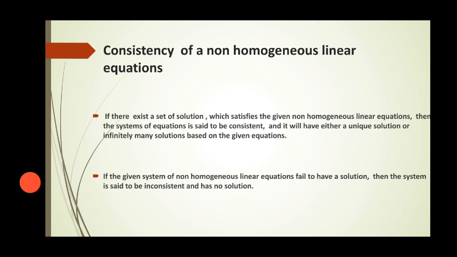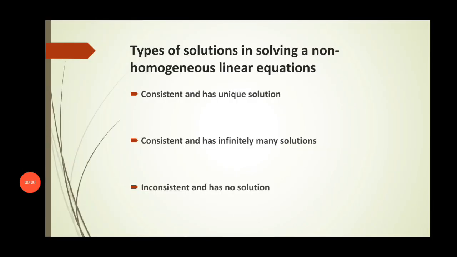The next one is, if the given system of non-homogeneous linear equations fails to have a solution, then the system is said to be inconsistent and has no solution. This means the given system of equations cannot be solved. If you cannot solve the given linear equations, then you will not get a solution.